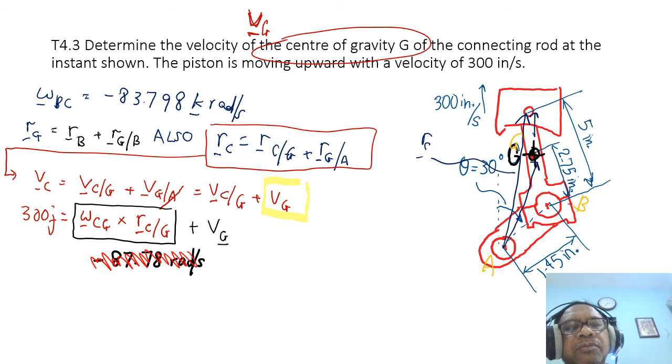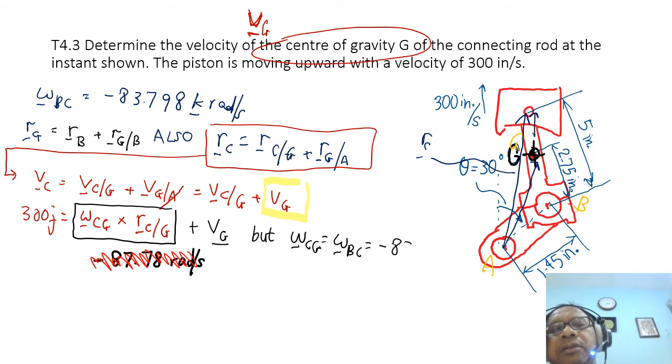This is unknown, so we need to find it. We know that, but omega CG is equivalent to omega BC. It's the same thing on the same body. So it's minus 83.798 K radian per second.